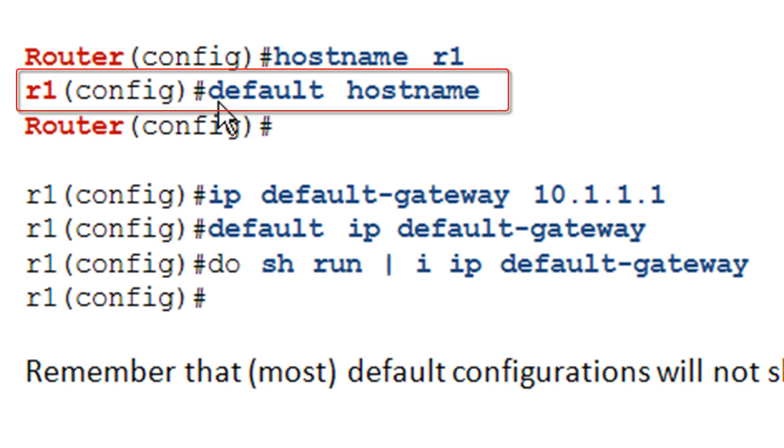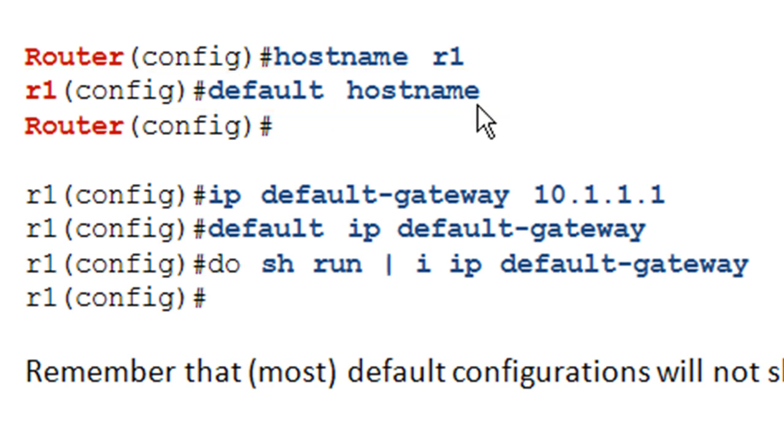Now if we go ahead and say default host name, so we're saying default, and then the configuration command, we can see that we have been set back to our default host name of router, and we don't have to look at the running configuration for that. As a matter of fact, looking at the running configuration isn't always going to show you this, as we'll see in the next step.